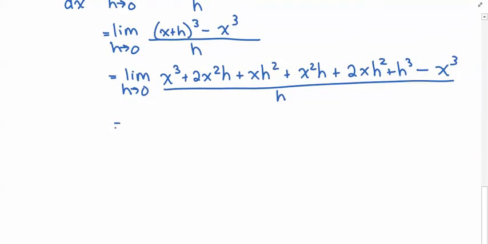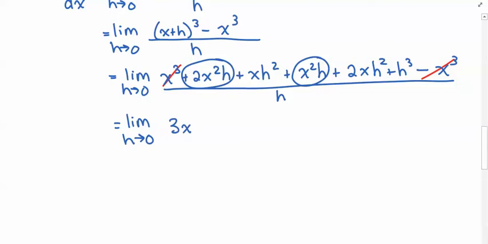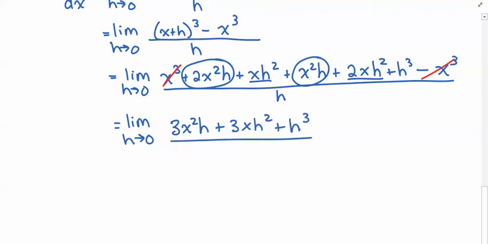So then if we simplify that, limit as h approaches 0, the x cubed minus x cubed goes away. And then we got an x squared h, another x squared h. So we got this guy and this guy. So we got 3 x squared h's. Then we got xh squared, 2xh squared, so that's 3xh squareds plus h cubed over h.